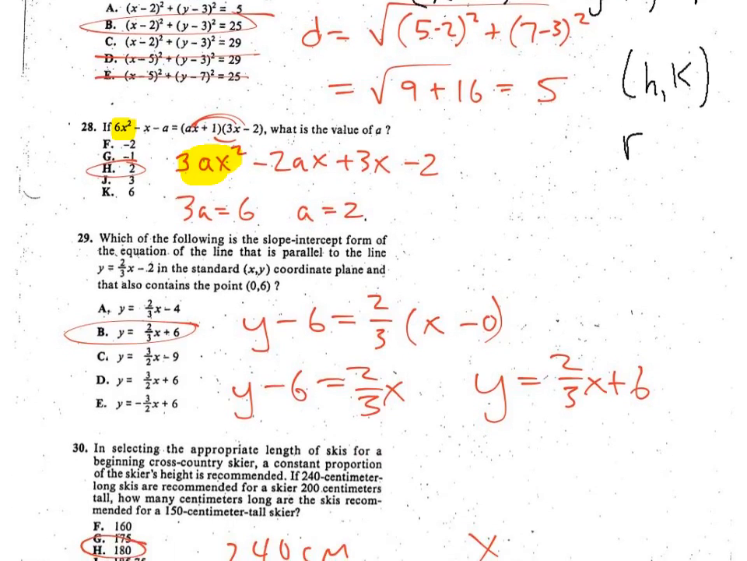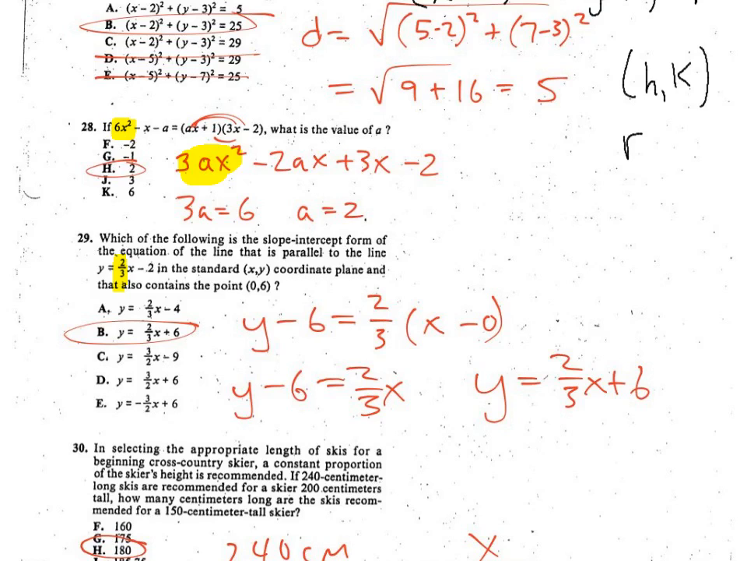For 29, we are looking for a line that is parallel to y equals 2/3 x minus 2. Well, if it is parallel to that, that means it has the same slope. And the slope of this line is 2/3. So that would be my starting point. And we also know that it goes through the point (0, 6).